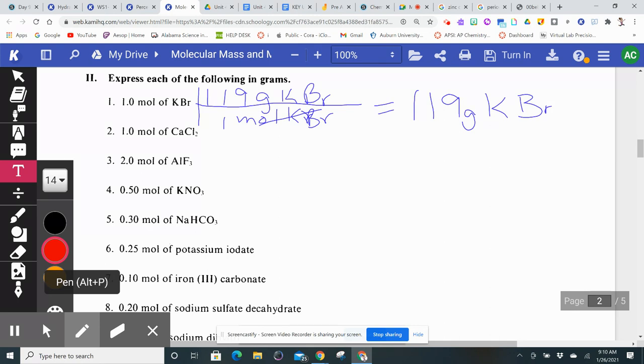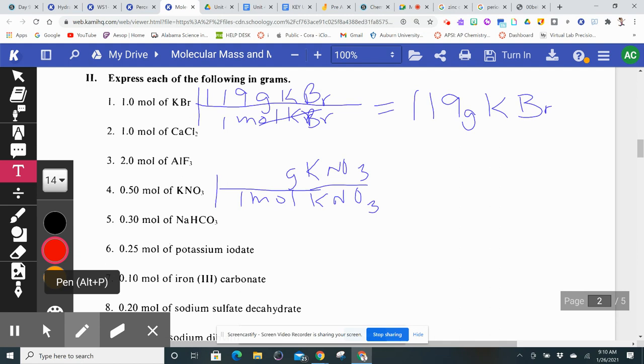All right, so let's skip on down. Let's do number 4. Same thing. If I want to get rid of moles and turn it into grams, moles on the bottom. That's why I had to do all of these, so many of them, so that it becomes just second nature. So in 1 mole of KNO3, how many grams do I have? I have 39. Is that 39 even? 39.1.